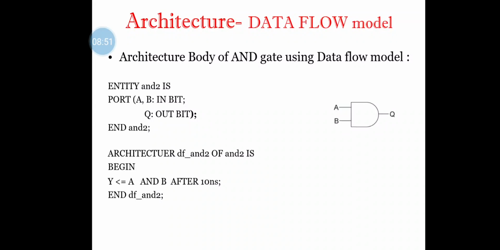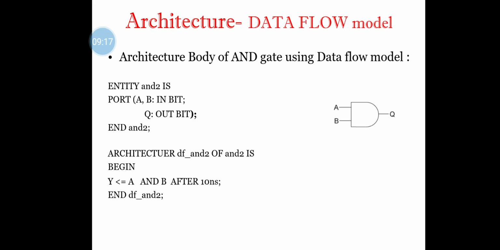Okay, now we will understand how to write the program in the data flow model. You can see here the gate which we are going to write is an AND gate. It is a 2 input AND gate, A and B are the inputs and Q is the output. In the data flow model you just have to declare the equations, the Boolean equations. We have already studied about that, Boolean equations.